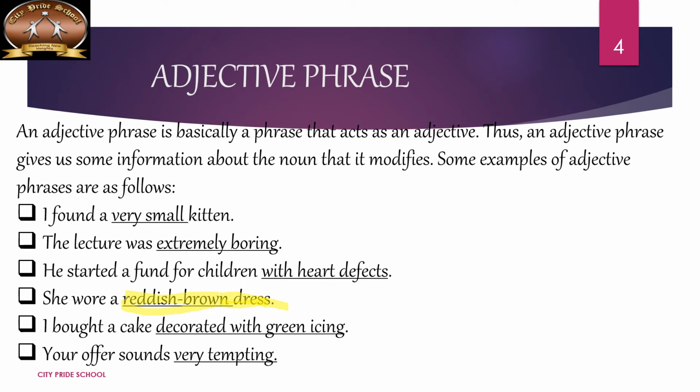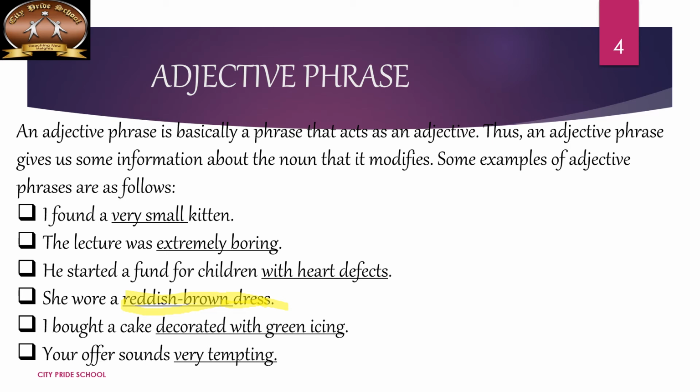What kind of lecture was it? Extremely boring. Again, it becomes an adjective phrase. She wore a reddish brown dress. What kind of dress did she wear? Reddish brown. So it is an adjective phrase. But if we ask, what did she wear? And you get the answer, reddish brown dress, it becomes your noun phrase.